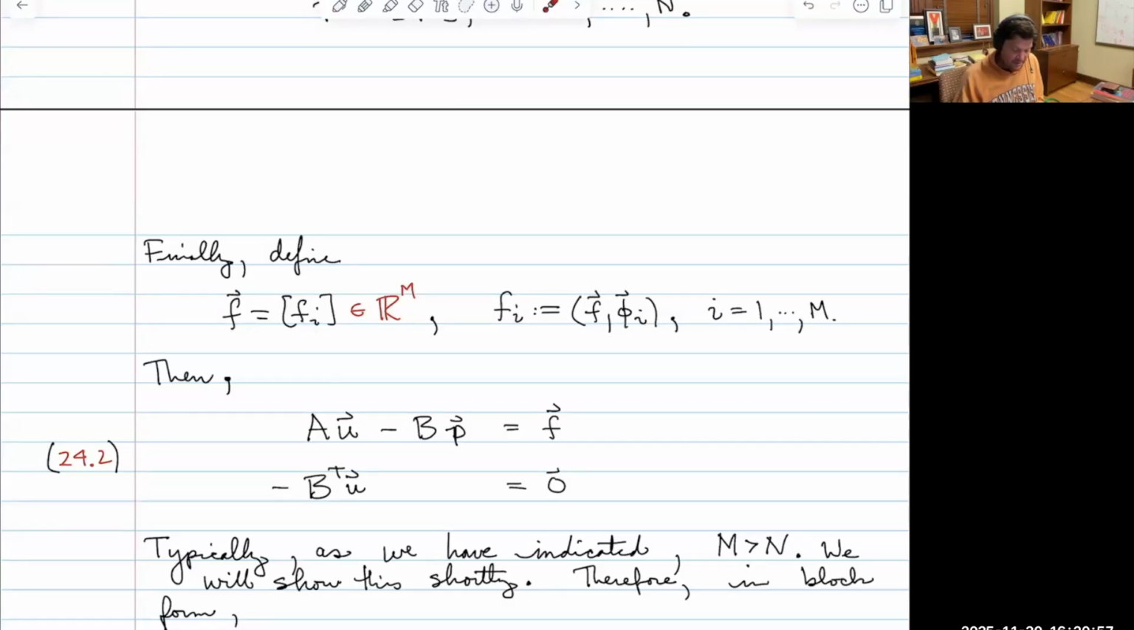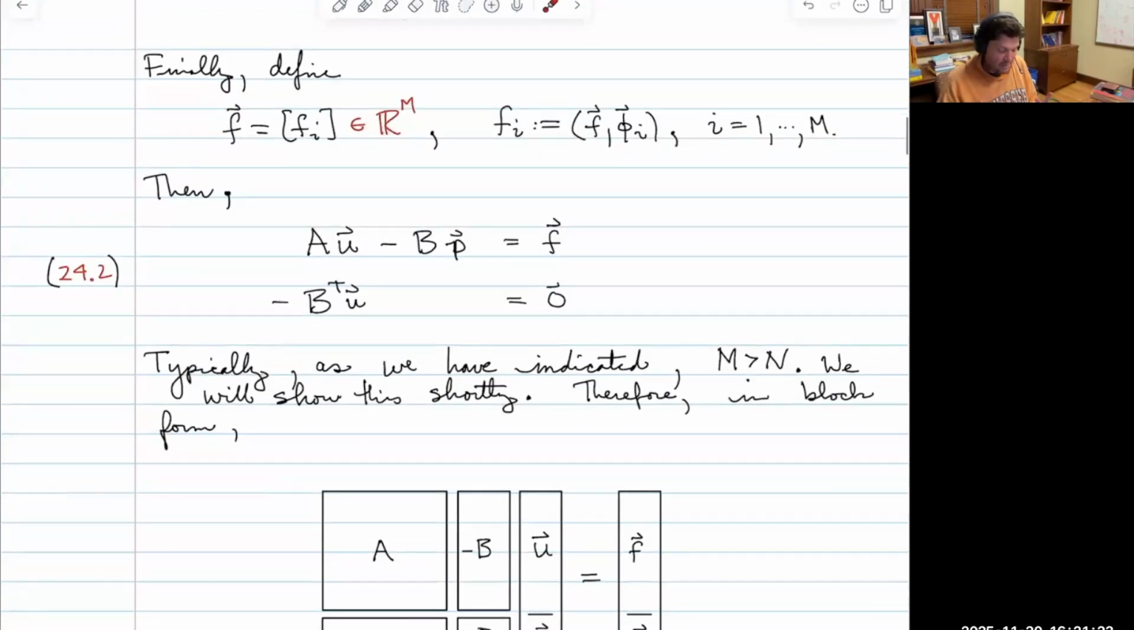All right, so I'm going to describe this coordinate vector f by its components fi, where fi are equal to the L2 inner product of that forcing function f times the ith basis vector phi_i. This is a vector function for i equals 1 to m. That's how I define these entries. Then if you put everything together, it's a short exercise, which I'm sure you can do, so we're not going to belabor this point too much.